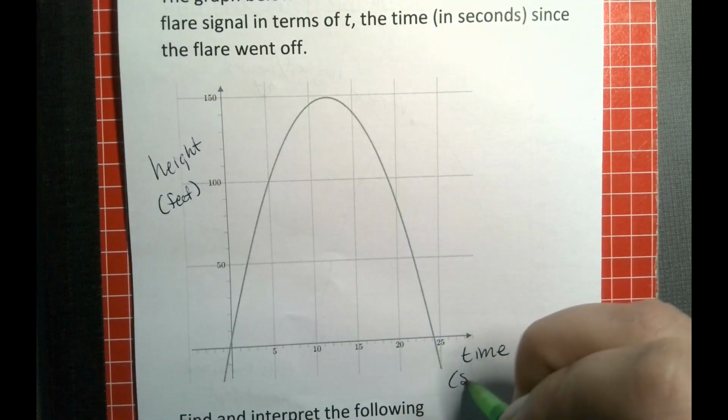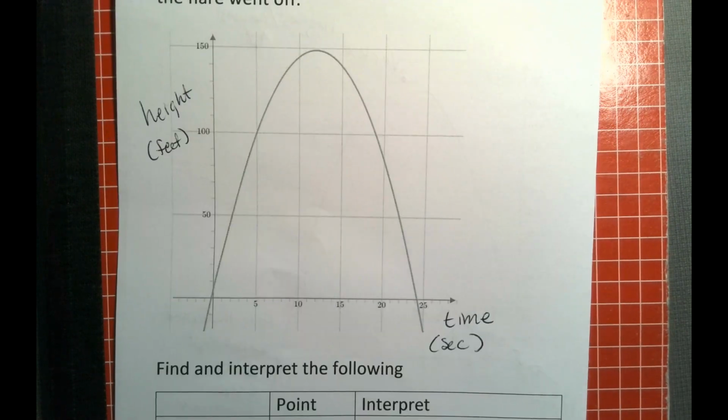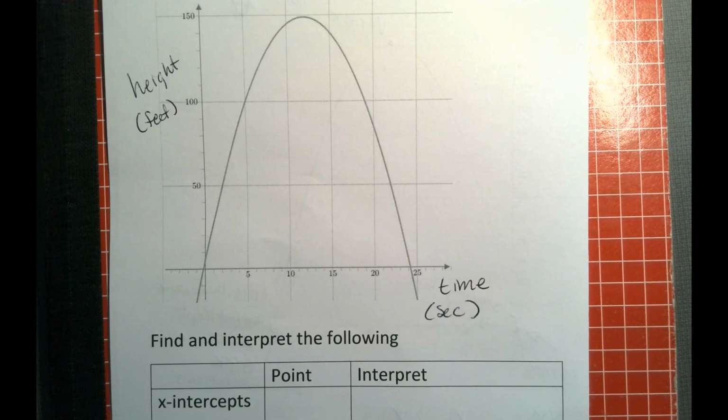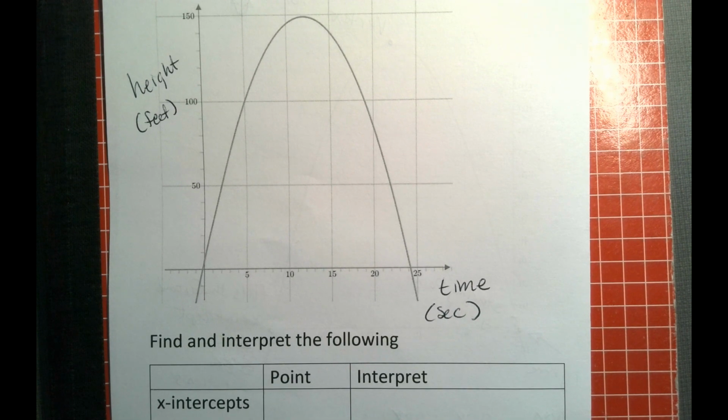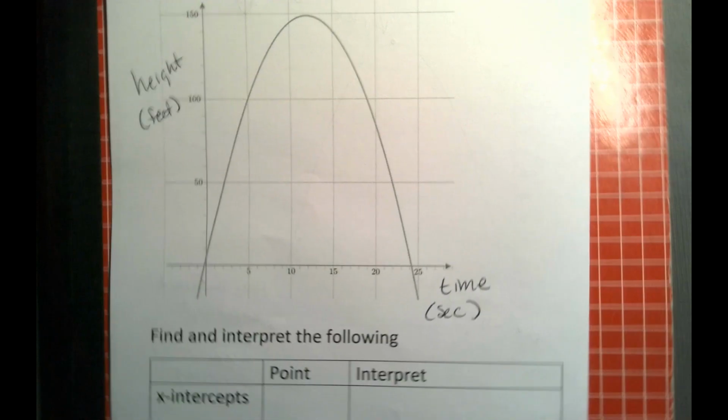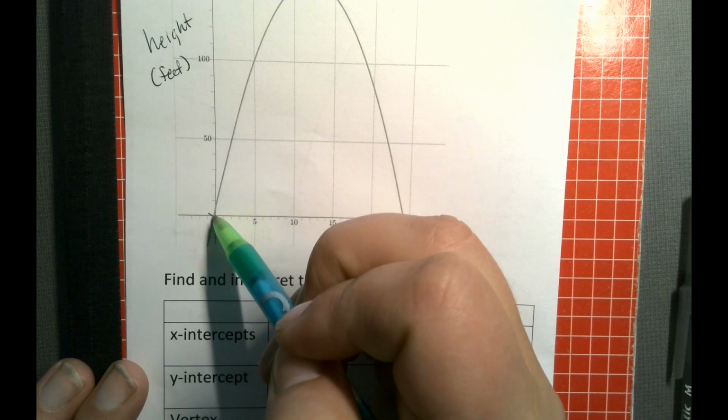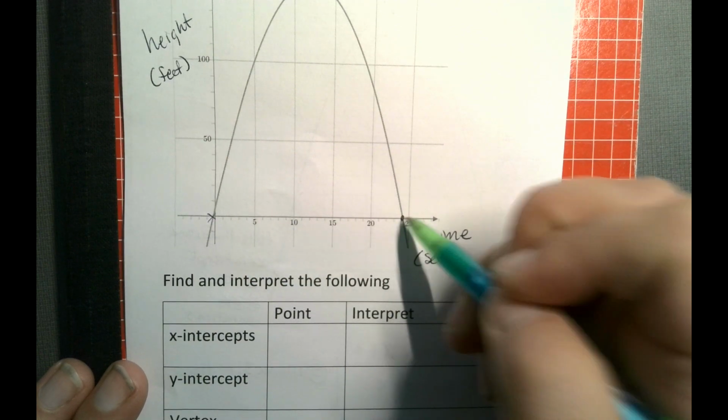This is in seconds, okay? So from the graph, it's not going to be perfect, which means we're not going to get decimal points. We're just going to do our best estimate from the graph. For the x-intercept, we don't care about this one. We want this one. About where is that at?